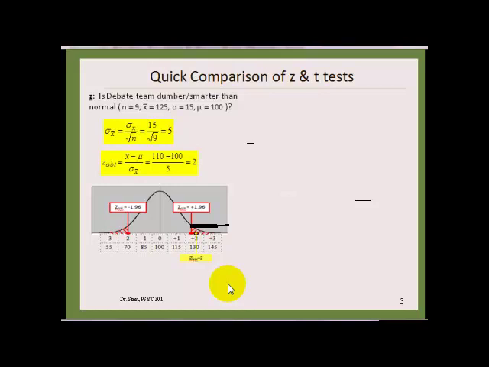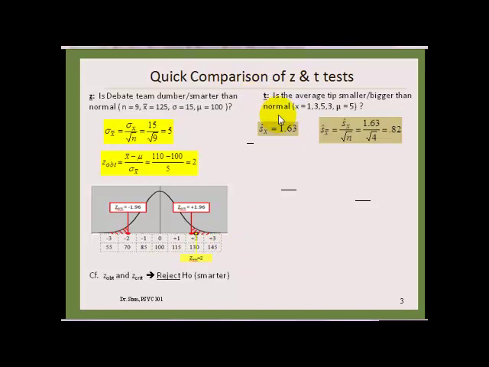Well, is that extreme? Does that say the debate team is smarter than normal? We would plot that in our z distribution, where we always have the z critical cutoffs of 1.96 and negative 1.96 if we're working on our 5% rule. The z obtained would fall past that. It would fall in the end zone, this region of rejection, and we would say that, yeah, the z obtained is greater than z critical, so we can reject the null and say that the debate team is smarter.